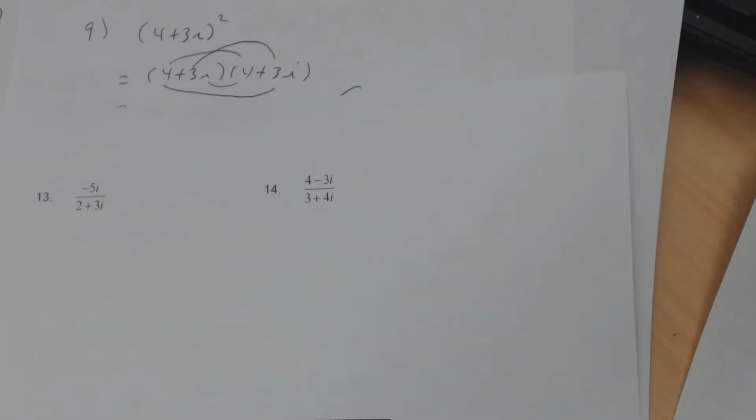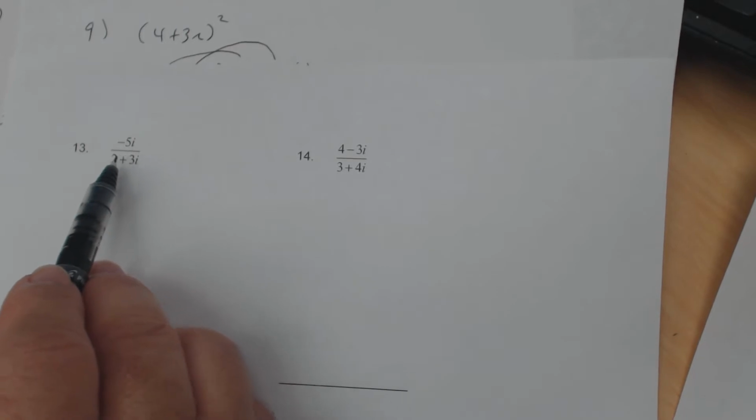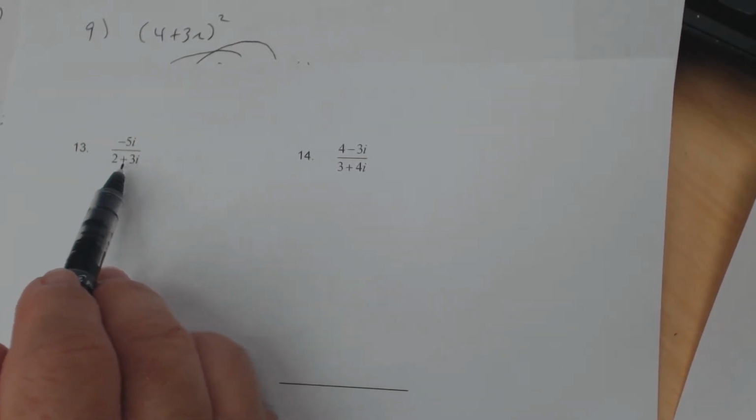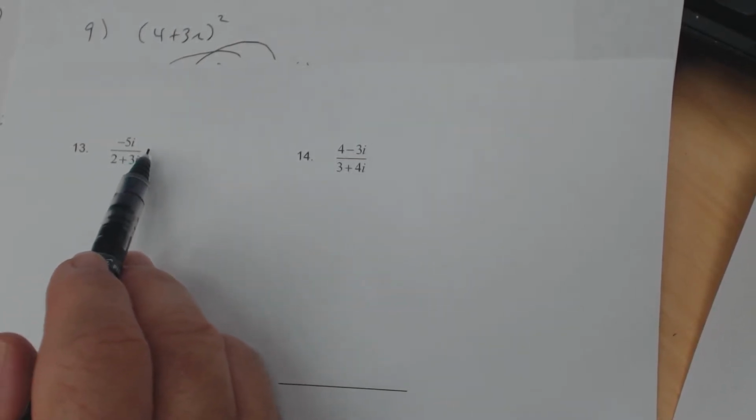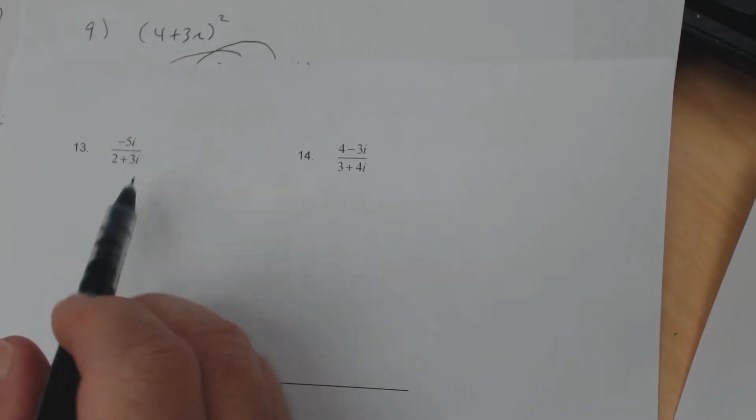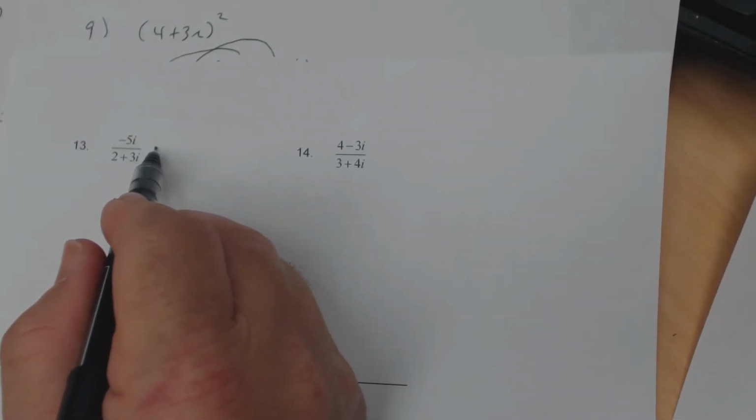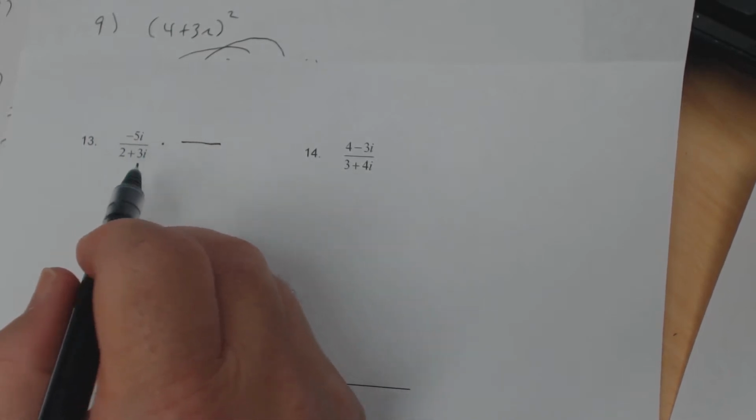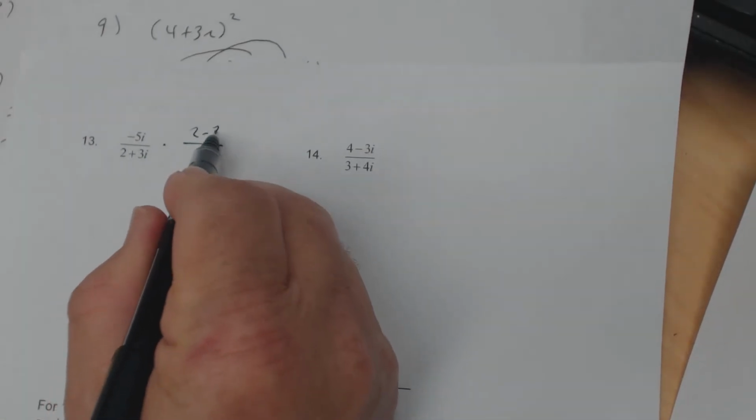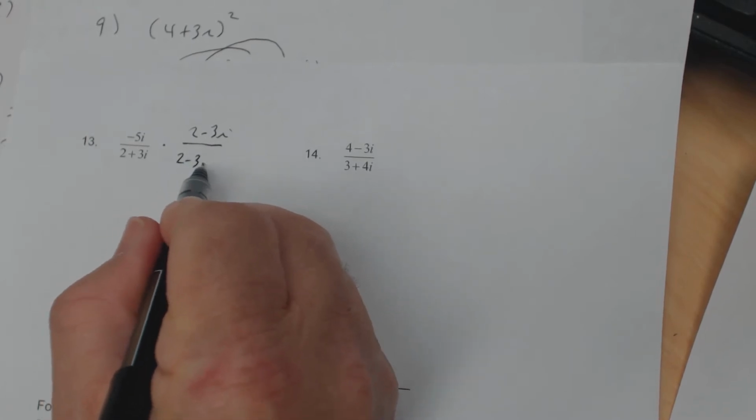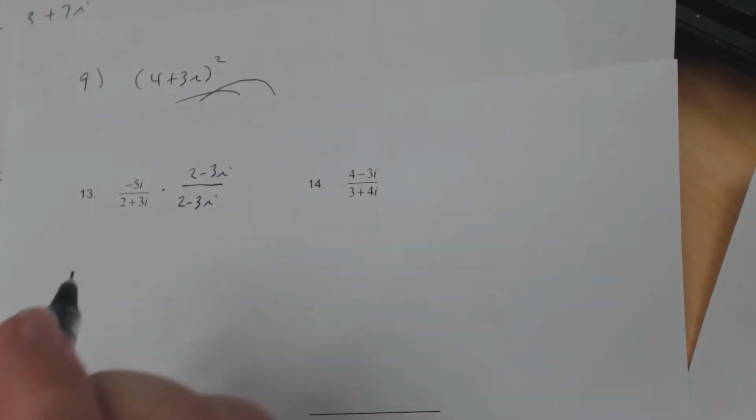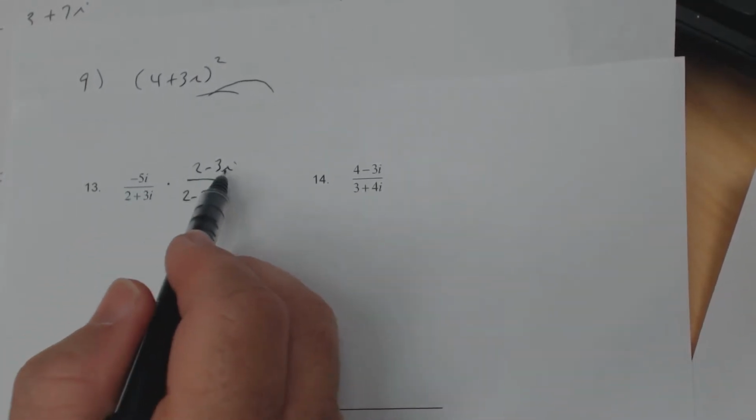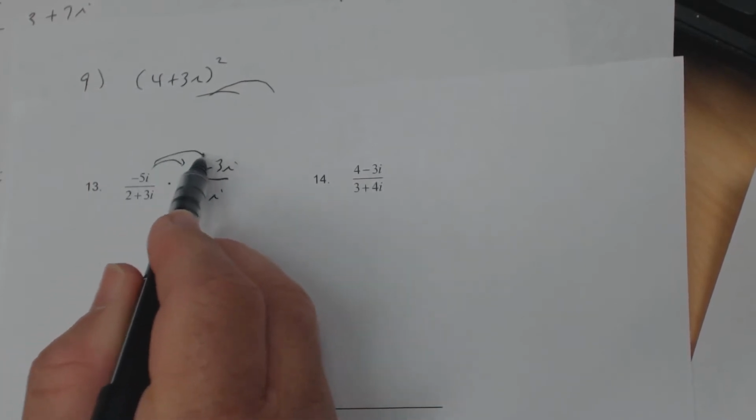Okay, number 13. So again, I have an I in the denominator, an imaginary unit in the denominator, so I need to get rid of that I. To do that, you're going to multiply both the numerator and the denominator by the conjugate of the denominator. So the conjugate of 2 plus 3I is 2 minus 3I. Okay, so the numerator is a monomial times a binomial, so you can distribute.